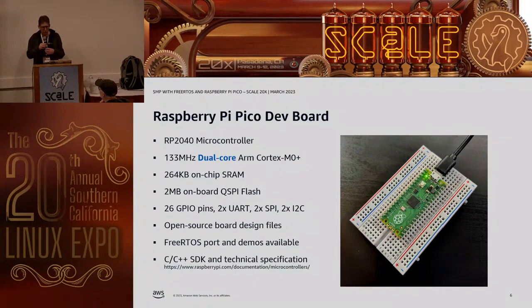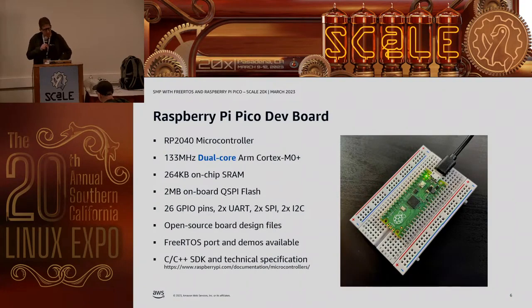A couple of UARTs, a couple of SPI, a couple of I2C. And then the board design files are all open source. So this is kind of nice to look at. If you're going to roll your own board and use the RP2040, you can see their designs. And then we've worked with the Raspberry Pi Foundation to do this FreeRTOS port, and there's demos available for that, and I'll share those links later.